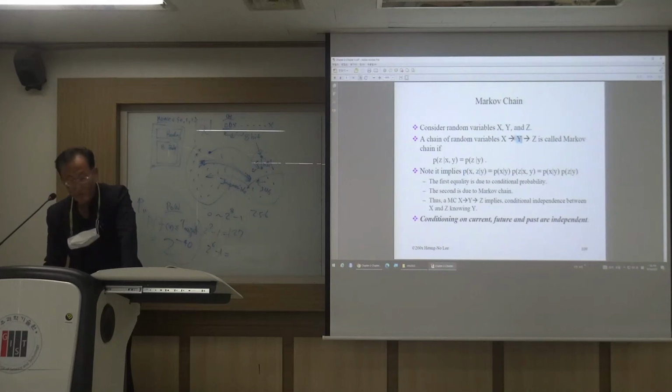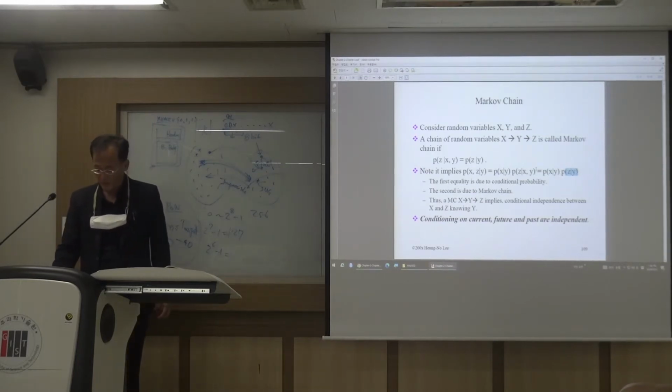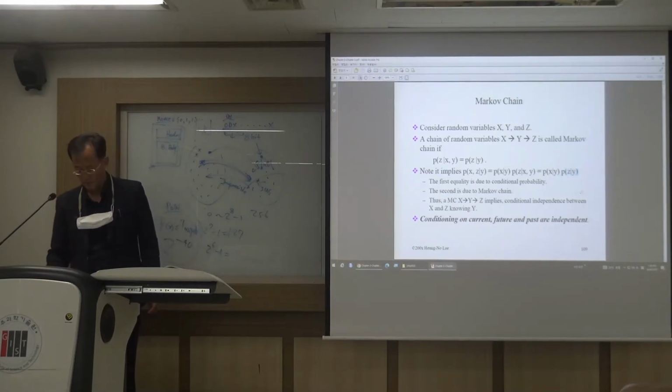Y is the middle one, what's given in the middle. Then basically, because of this Markov property, using the joint probability to conditional probability, you have this and that, right? And this one from the Markov property, you can write this way. So it can be given as a product of the two conditional probabilities, okay? We call this a Markov chain from X to Y to Z, okay? All right, that's what it is.